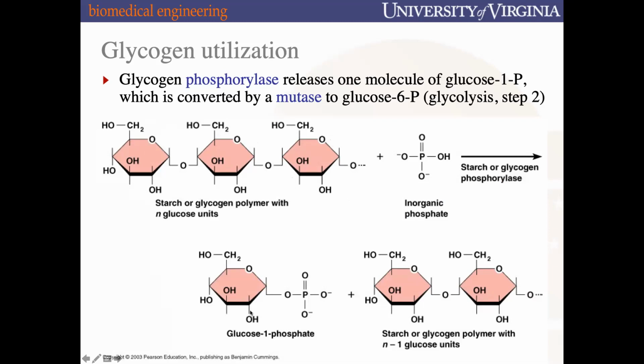And this glucose 1-phosphate will be converted by mutase to glucose 6-phosphate, which is the molecule in the second step of glycolysis. And so it'll be prepared to re-enter back into the glycolysis pathway and be used to synthesize more ATP.